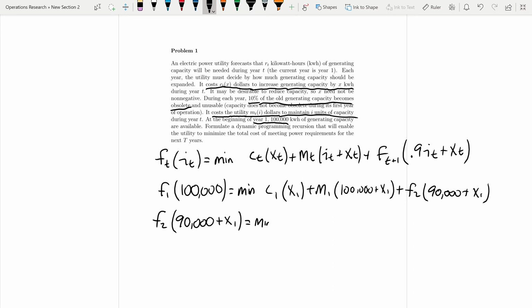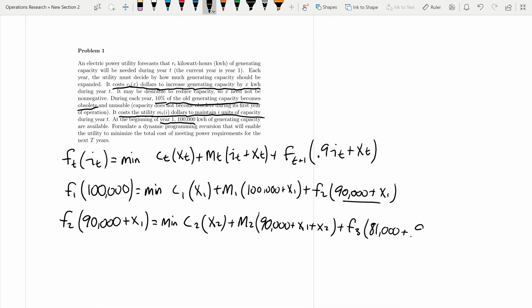And now we're trying to minimize C2 of x2 plus m sub 2 of 90,000 plus x1, which we find from up here. We have to add on that x2 to the end. And then now for the t plus 1, it's going to be plus f sub 3 of 0.9 of 90,000, which is going to be 81,000, plus 0.9 times x1 and then plus x2.